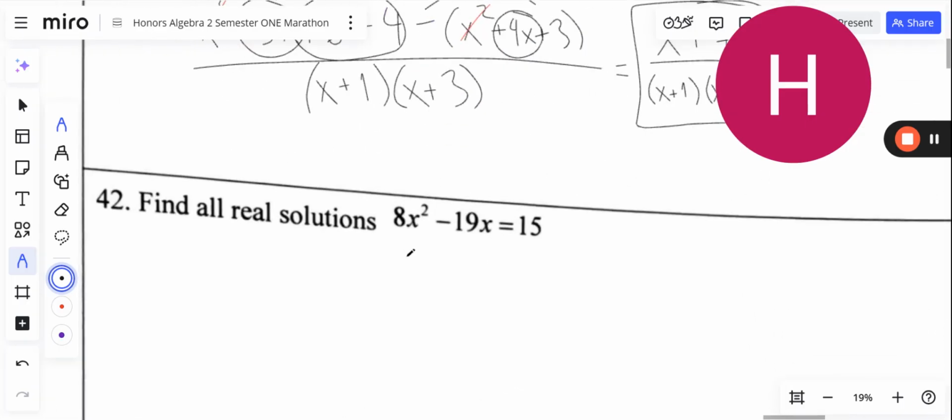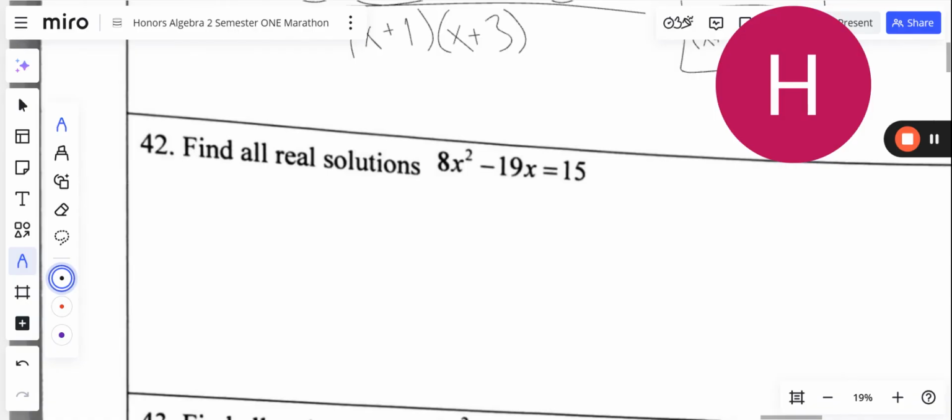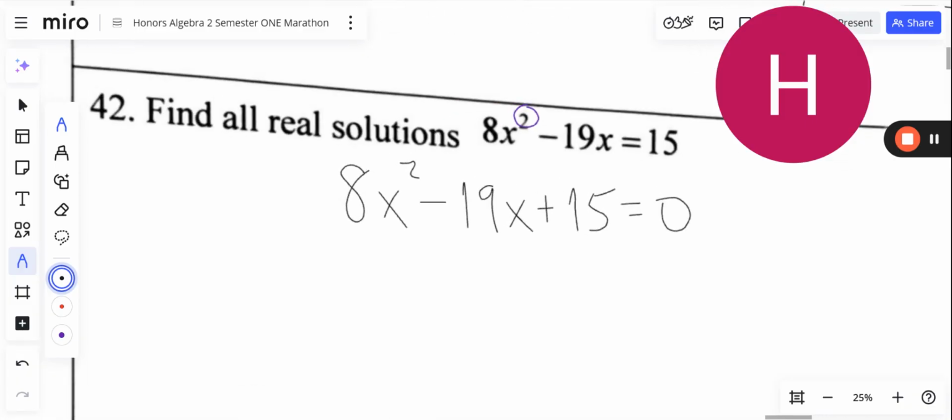Okay, find all real solutions. This is a quadratic, clearly. The highest power here is 2. Let's get this 15 moved over. And we don't have any greatest common factors, so we're just going to jump pretty much straight into some, what's this, x game factoring. 8 times 15, that's going to be 120. And they need to combine to be negative 19.